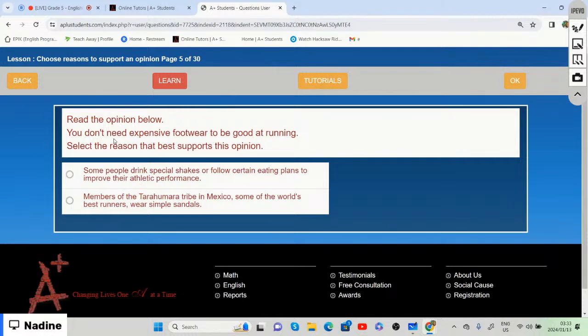So, do we say that some people drink special shakes or follow certain eating plans to improve their athletic performance? Or members of the tribe in Mexico, some of the world's best runners, wear simple sandals. All right. So the responses are some people drink special shakes, certain eating plans to improve their athletic performance, and members of the tribe in Mexico, some of the world's best runners wear simple sandals. Let's go with that one.